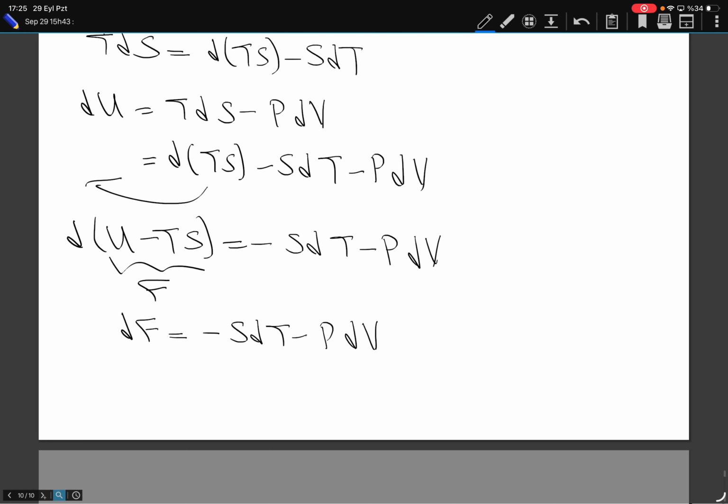Well, I can basically do the same tricks that I did before. For example, the derivative of free energy with respect to temperature at constant volume. Since I'm keeping volume constant, dV is 0. If I divide both sides by dT, what I get is minus S. The derivative of free energy with respect to volume at constant temperature: if temperature is constant, that means dT is 0. It's not changing. If I divide both sides by dV, I get minus P.